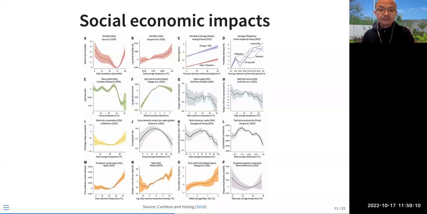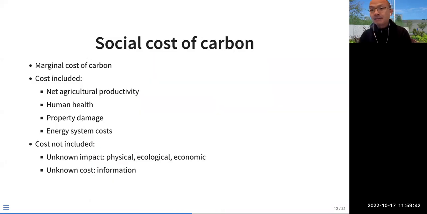And here is an example of socioeconomic impacts. Many economists spent quite a lot of effort to get a quantitative analysis out of the data and literature to show the damage functions, as you can see here. So with damage, you would know the costs, right?